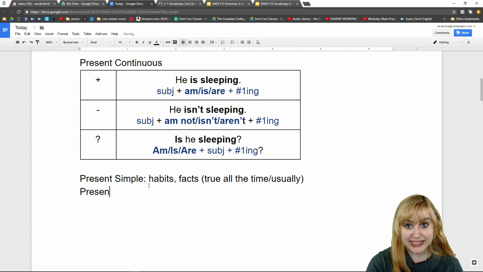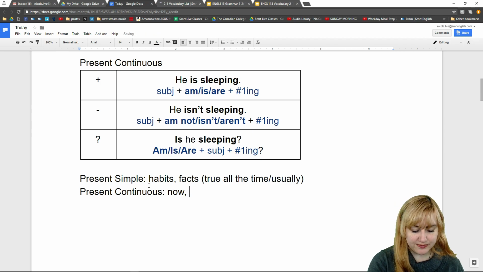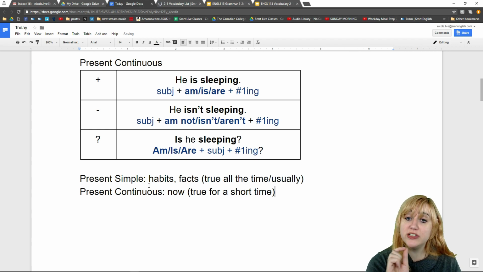Present continuous is different. Present continuous we usually use to talk about now, or, and we'll get to this in a minute, things that are true for just a short time. So things that are true for just a short time. Like in the picture of the woman who was crying.